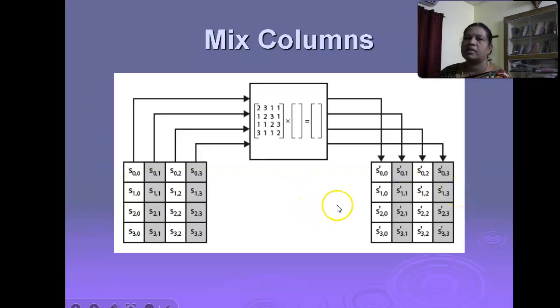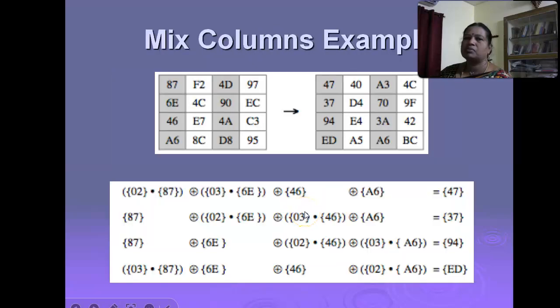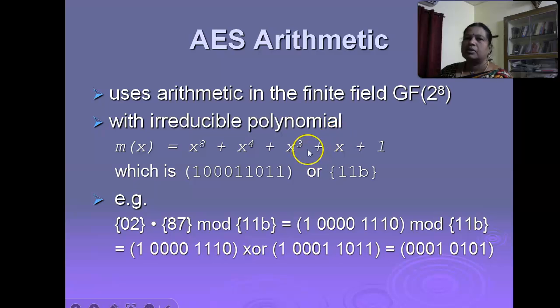So this is again an image showing matrix multiplication performing mixed columns. And this is the example of how we perform mixed columns by multiplying the matrices. AES uses arithmetic in the finite field GF(2^8), as we already discussed, with an irreducible polynomial. This is an example showing how the matrix multiplication is performed for mixed columns.